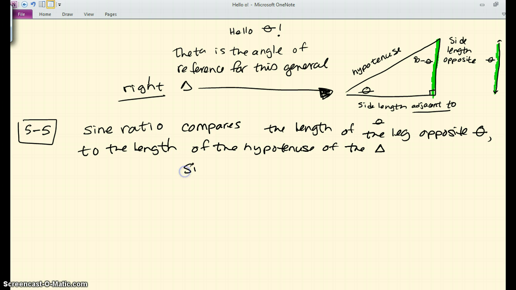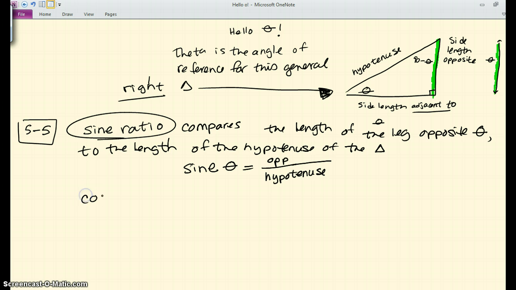So you will see the sine ratio written this way. We're not using change in y and change in x as often any longer because the triangles aren't oriented in standard position all the time.